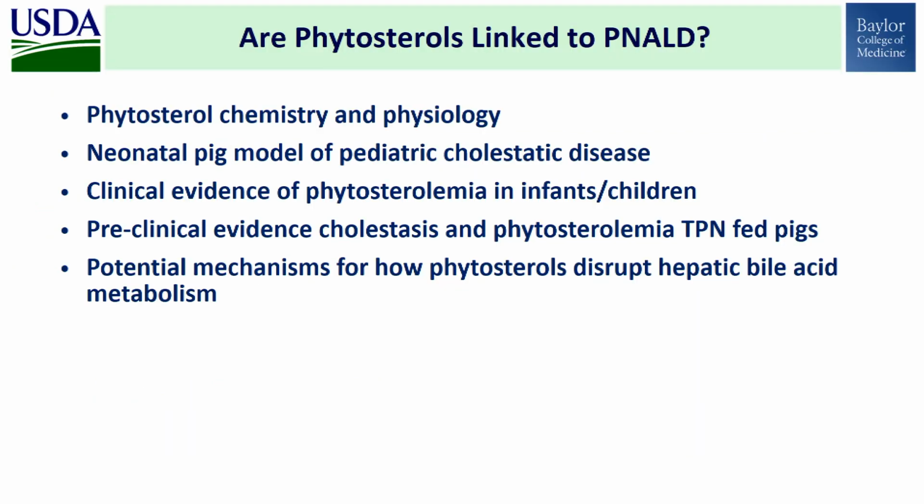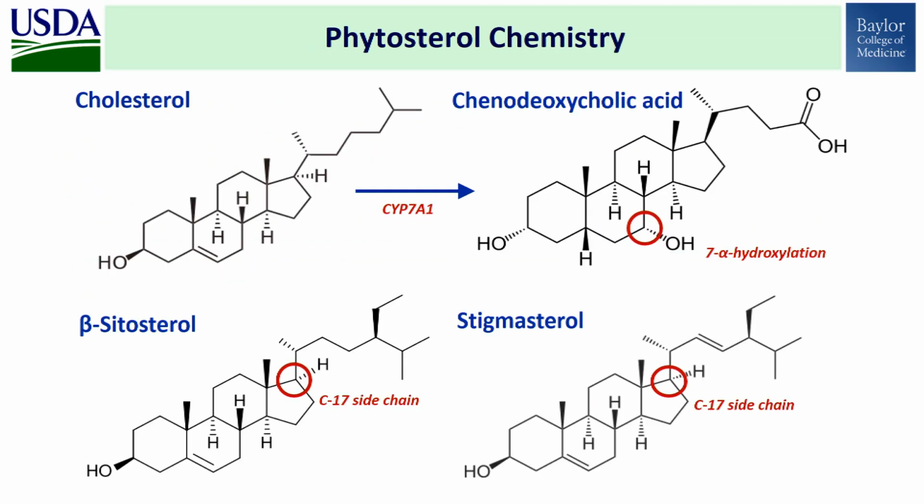The title of my talk is Metabolism of Phytosterols, Preclinical Evidence Associating Plant-Based Lipid Emulsions and PNALD. First, I'll give a brief outline of my talk today. I'm going to talk a little bit about phytosterol chemistry and physiology. I'm then going to tell you about our neonatal piglet model of pediatric cholestatic disease. And then I'm going to briefly give you some perspective about phytosterolemia in infants and children from the literature, and then spend most of the talk on preclinical evidence of cholestasis and phytosterolemia in our TPN-fed pig studies that we've published recently, and then finally close with the mechanisms for how we think phytosterols are disrupting hepatic bile acid metabolism.